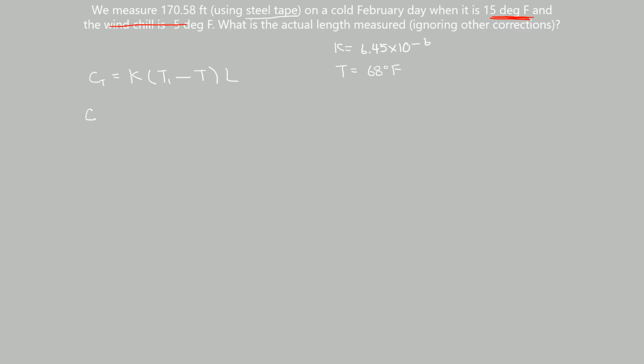So let's go ahead and calculate what CT is. CT equals 6.45 times 10 to the -6, multiplied by T1, which is our ambient temperature, which is not the wind chill, but the 15 degrees, minus our comparison temperature, 68 degrees, and it's multiplied by the length of our tape, which is 170.58.